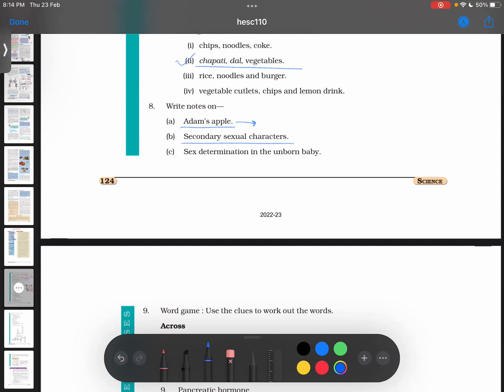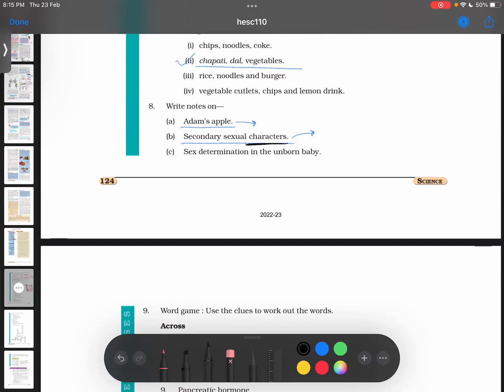What are the secondary sexual characters? Here the term is character. Get the question carefully. Secondary sexual characters, what are they? Look, secondary sexual characters are the general characters by observing which we can say whether the person is a male or a female. So they are the features that help us in distinguishing a male and female body from each other.